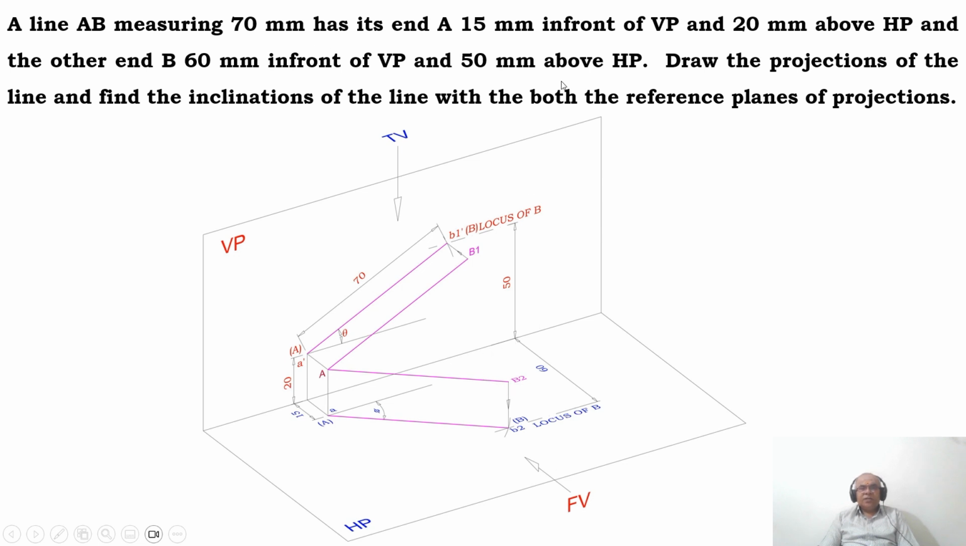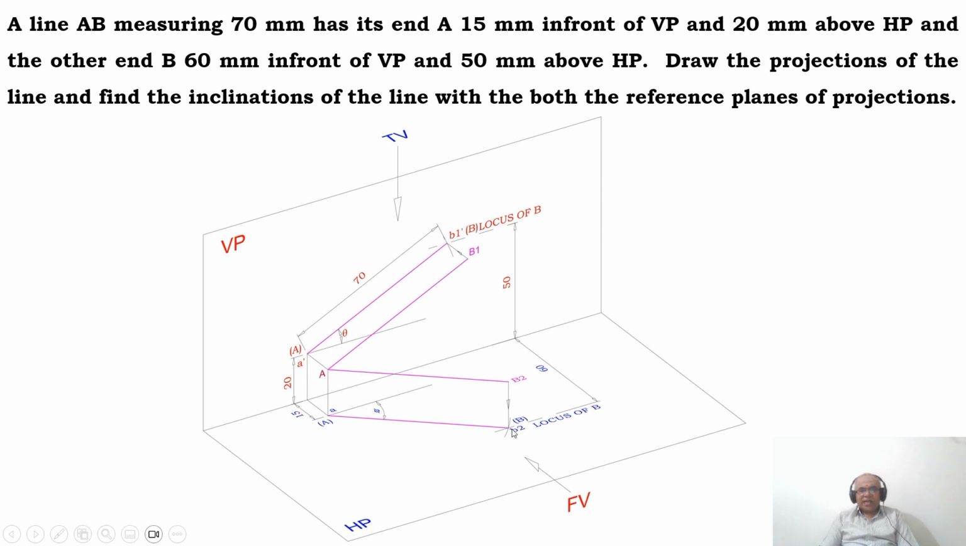Since it is the true length in the horizontal plane, obviously that line should be parallel to HP. So that is, end A is above HP by 20. Similarly, the point B2 is also above HP by 20. Then only the line is going to be parallel to HP. So what is the position of B2? The position of B2 is in front of VP by 60 mm. So that is how you can see the end B2 is 60 mm in front of VP.